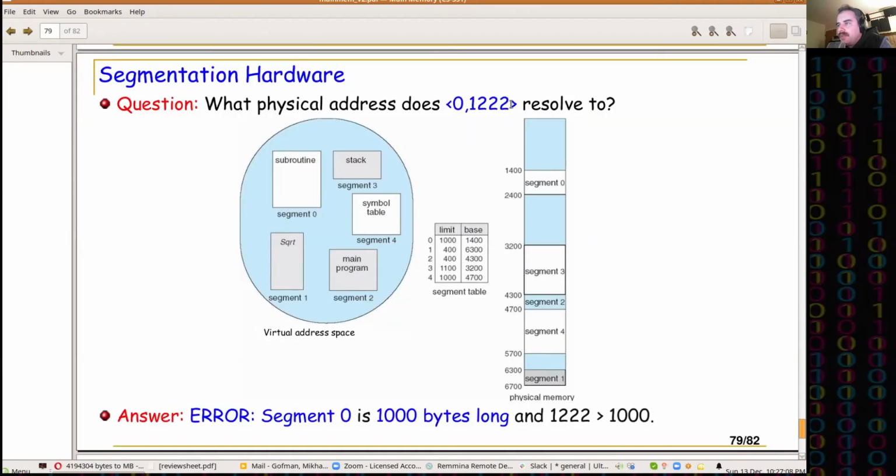Let's take a look at the last example. So here we have a process that wants to access offset 1222 in segment 0. Well, we begin by indexing into the segment table using the segment number of 0, and we check if the limit, which is 1000, is less than 1222, and it is. So therefore, we have a segmentation fault. So that's basically the idea.